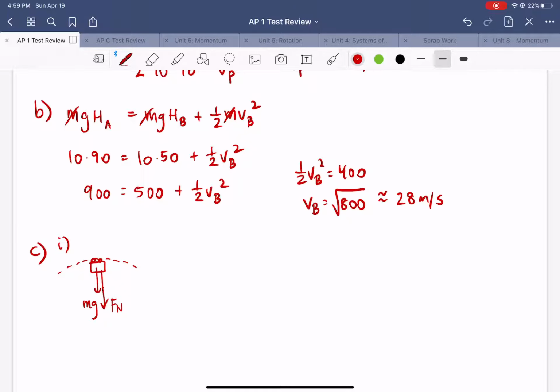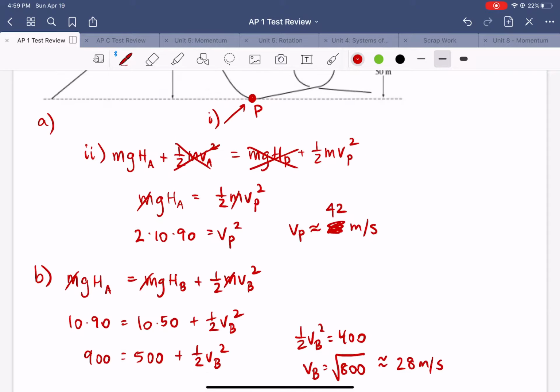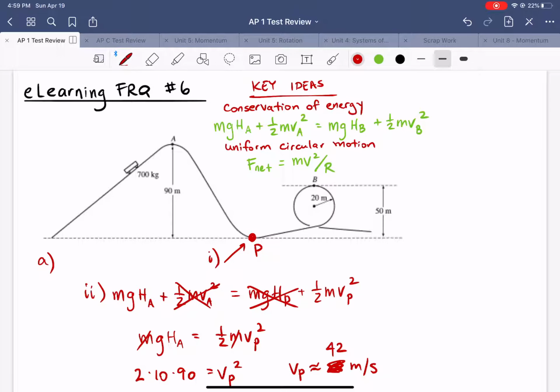The second part asks us to calculate the magnitude of each of those forces. Well, the gravitational force we can get pretty easily because we're given m is 700 kilograms. So this is going to be about 7,000 newtons. But what is the normal force? To get that, we're going to have to use the other key result that I mentioned at the beginning, and that is the net force on the cart when it's at point B must point towards the center, which is downward in this case, and it's got to be equal to mv squared over r.